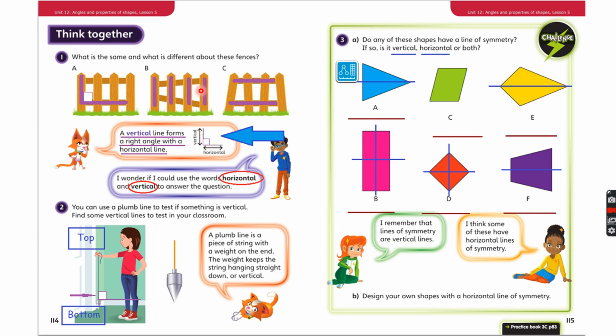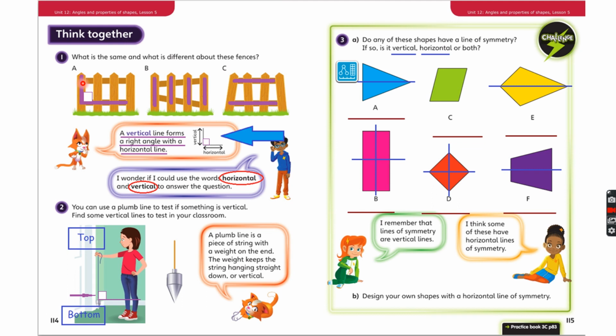Now let's answer this question. Here I have 3 different pictures of fences, and we have to find the vertical lines and the horizontal lines. What is the same and what is different about these fences? Let's start with the first one.